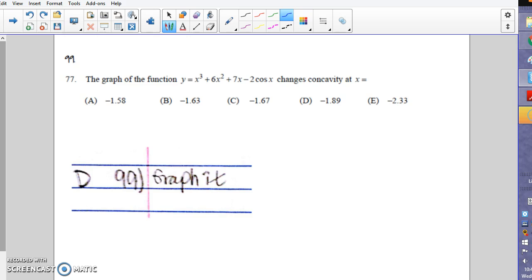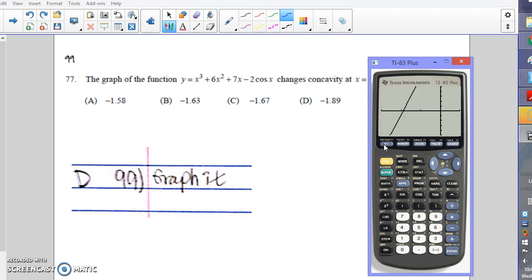You want to see where it changes concavity. So this is the graph of the function. There's a few different ways that you can tackle this piece. What I decided to do, I went into my calculator. In y1, I put the original function. In y2, I took the derivative of the original function.